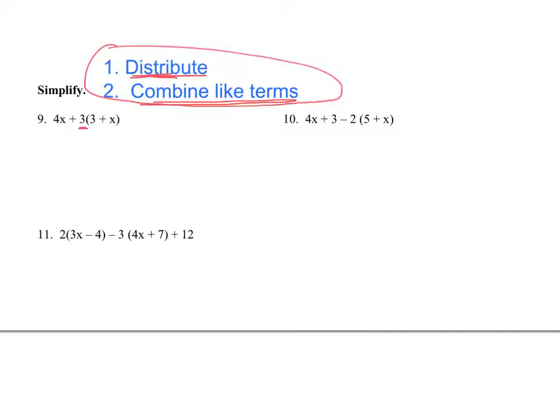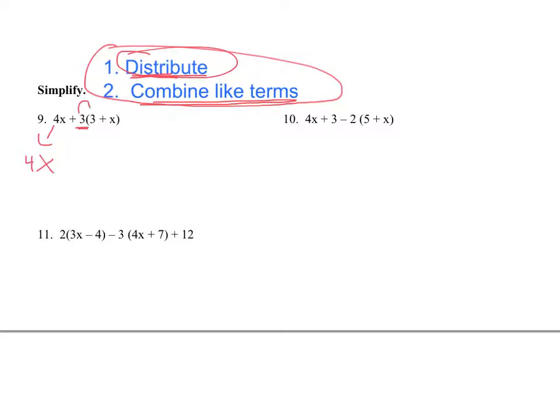Now, this 4x, you might say, well, can't we just combine this 4x with this x to combine like terms? But think of this parentheses as a shield or as a barrier, and you can't combine this x with this x until you break down that shield. In order to break down that shield, we have to distribute. So this 4x, I'm just going to bring this down. This is the first step, distribute.